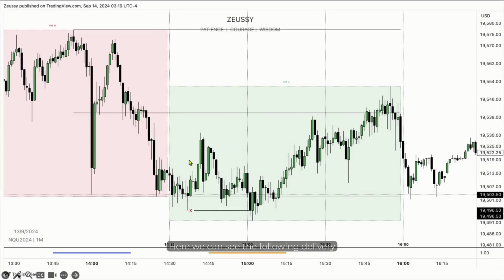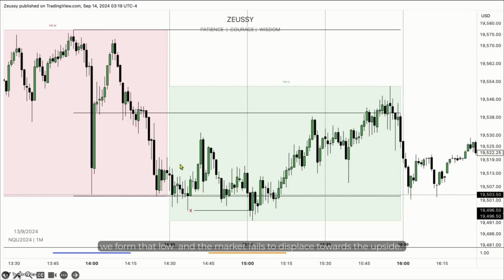Here we can see the following delivery, where during 1 to 2:30 p.m. we formed the low of that cycle right here. Notice that we formed these relatively equal highs up here during that 90-minute cycle. 2:30 p.m. comes along and we immediately take out the low of the previous 90-minute cycle. We take out that low and the market begins to show the signatures of wanting to form a low.